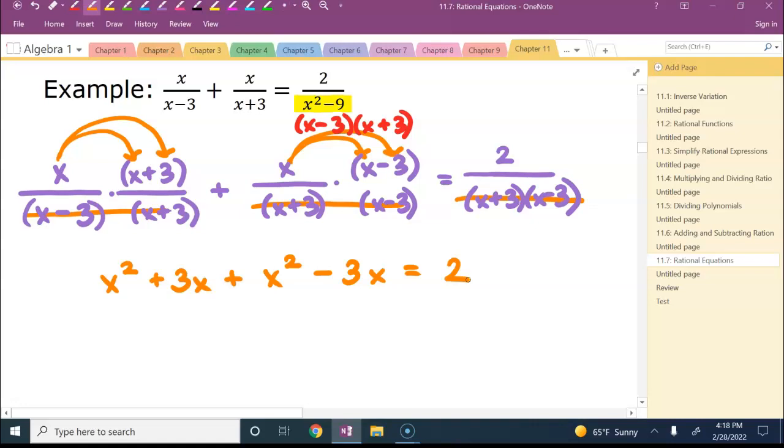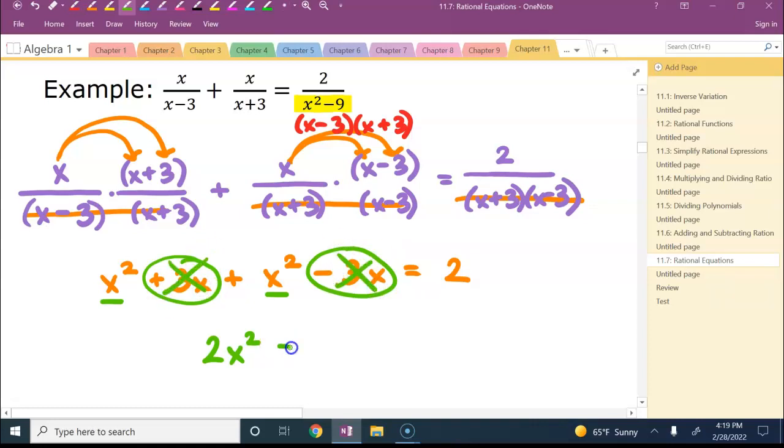So now what I'm going to do is try to see if there's anything that I can combine. Well, I see x squared and an x squared, so I'm going to be able to put those together. That would be 2x squared. Now if you look here, we've got a positive 3x and a negative 3x. Those are opposites, so they're actually going to cancel each other off and become a 0. And so what I'm left with is that equals 2.